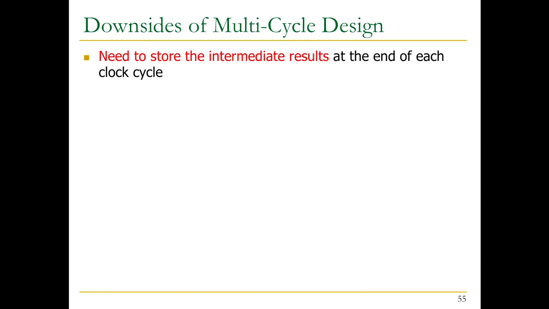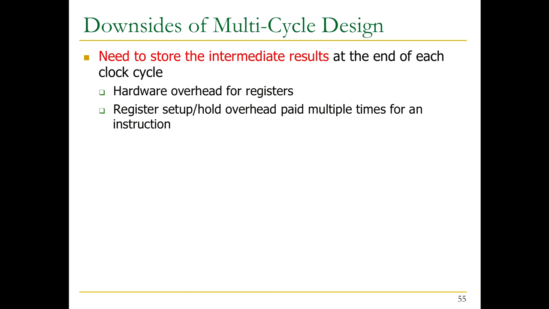Okay. So that's basically what we said, right? You need to store the intermediate results at the end of each clock cycle. And this could lead to a lot of overhead depending on how much intermediate results you generate. Basic hardware overhead for registers. And also there's another overhead, latency overhead, right? Register setup hold overhead paid multiple times for an instruction. Because you're going through... This is basically the clocking overhead, if you will.